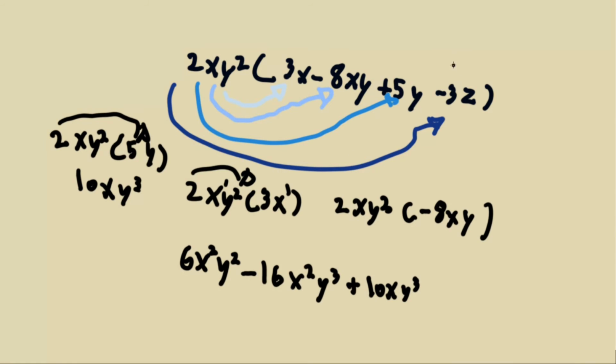All right, now let's do this final one, which has a different variable. Don't be scared, it's pretty easy. So let's start off by doing 2x y squared times negative 3z. What we do is we just have to multiply these coefficients, so it's going to be negative 6xy squared times z. That's it.